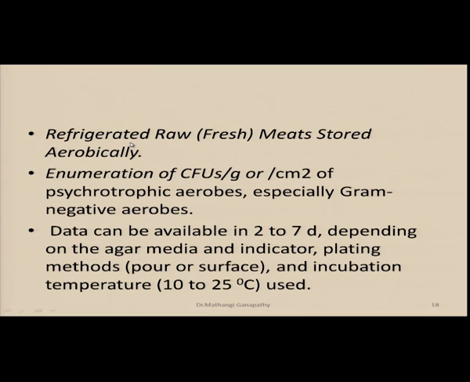Number one, refrigerated raw or fresh meats stored aerobically. Here, for assessing the quality, what we look for is enumeration of the CFU. That is, you look for the number of colony forming units per square centimeter of the psychrotrophic aerobes, especially the gram-negative aerobes. So how many gram-negative psychrotrophic aerobes are growing per square centimeter of the meat sample concerned? That is one. The data can be available in 2 to 7 days depending on the agar media, the indicator, the plating methods and the incubation temperature, that is 10 to 25 degrees centigrade, used. So this will indicate the contamination level.